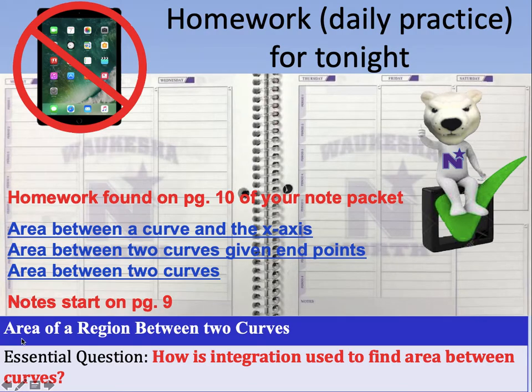Today's section is called the area of a region between two curves. The start of the notes can be found on page 9, and your homework can be found on page 10.